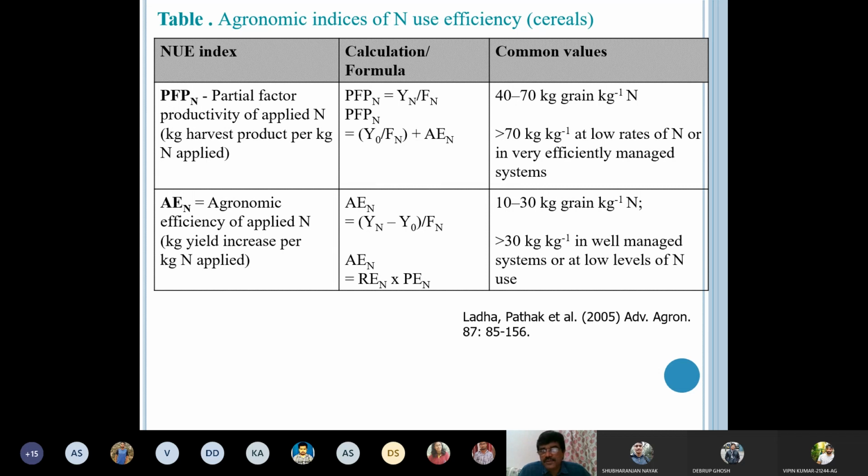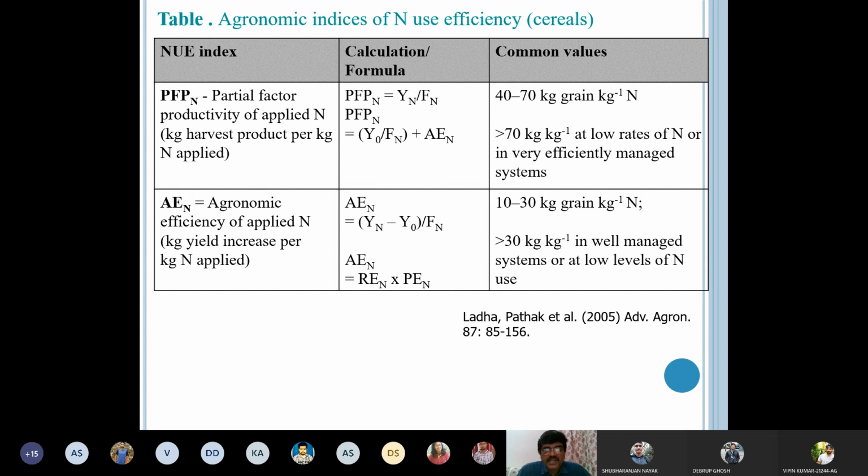Similarly, recovery efficiency is mostly used by soil scientists. Recovery efficiency is nitrogen uptake in the fertilized plot where you applied nitrogen, minus nitrogen uptake or nutrient uptake in control, divided by the rate of fertilizer applied in terms of nutrient, say N, P, K or whatever you have. You can multiply it by 100 to get the result in percentage. So it may be 30 to 50%, and under a well-managed system, it can go from 50 to 80%.